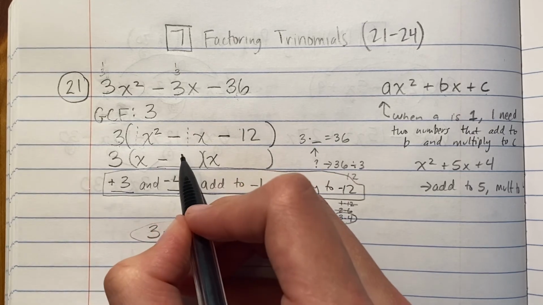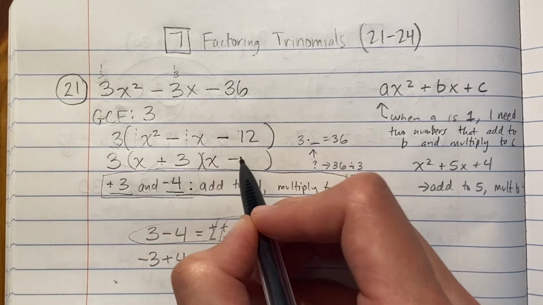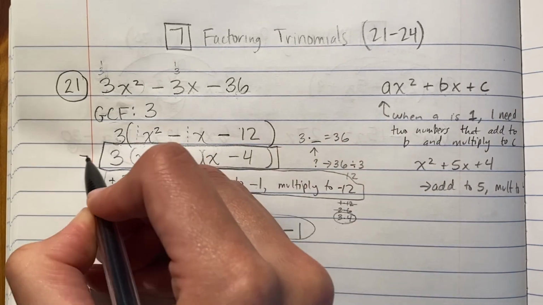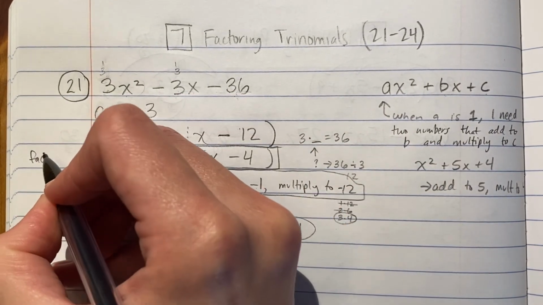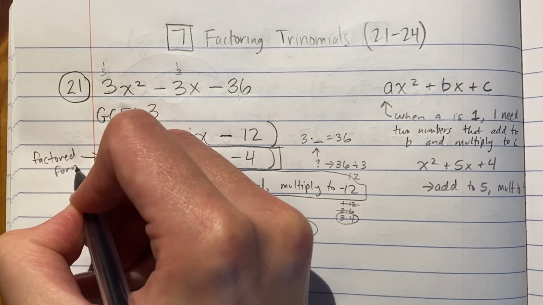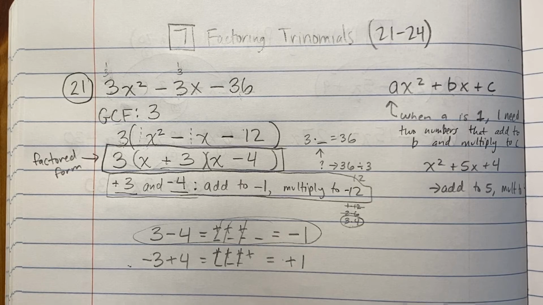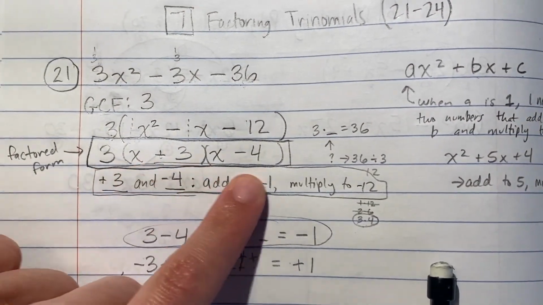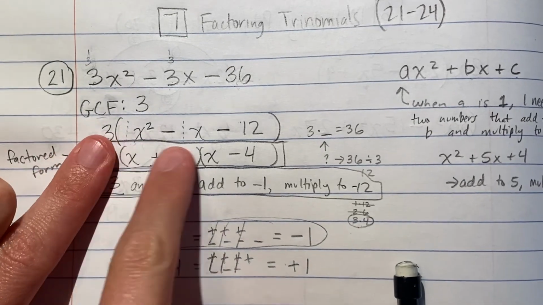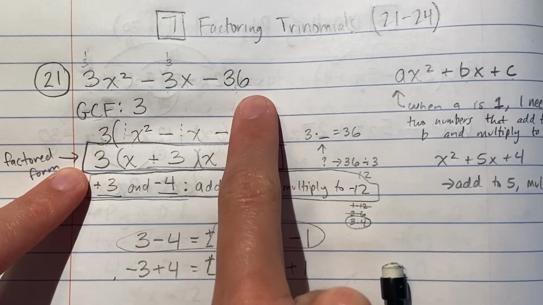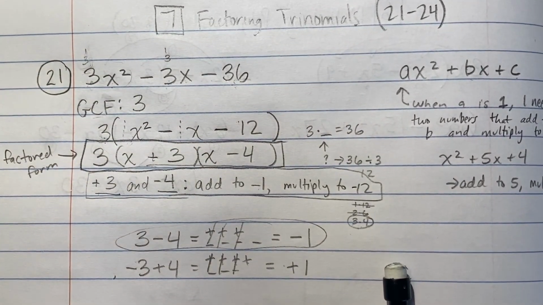So this is going to be x plus 3 and x minus 4. And this right here is called factored form. This is the answer. This is what we're going for, to break it all the way down. If I take this and multiply it back together, I would get this. And then if I were to distribute the 3 back in, then I would get this, right? So what I've done is the opposite of multiplication.